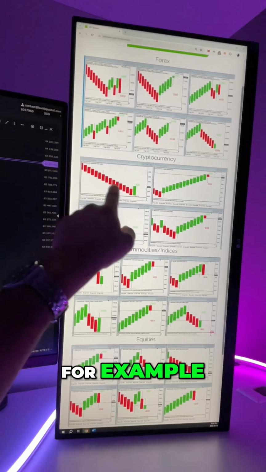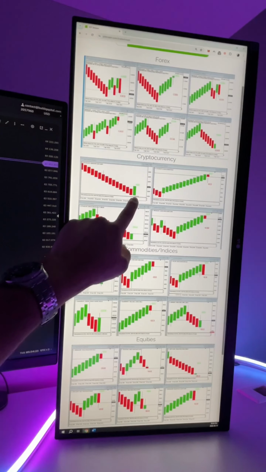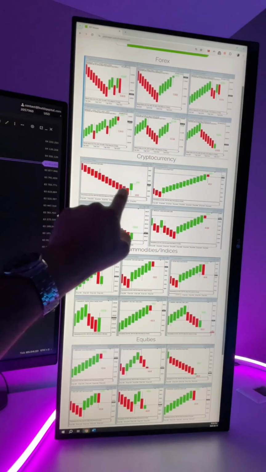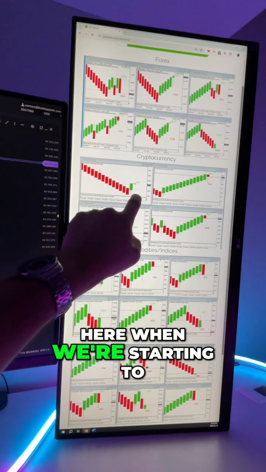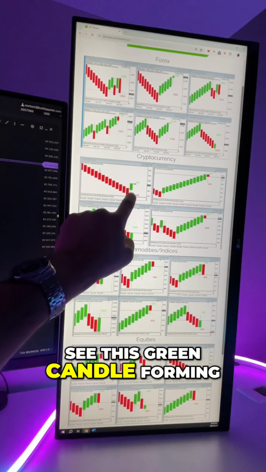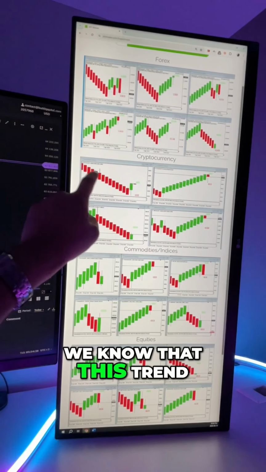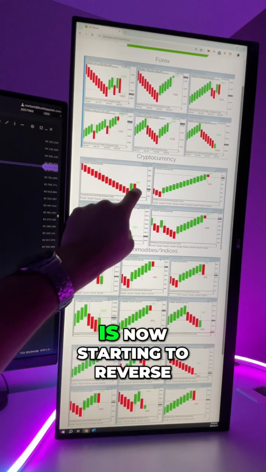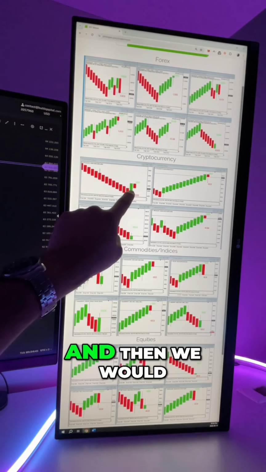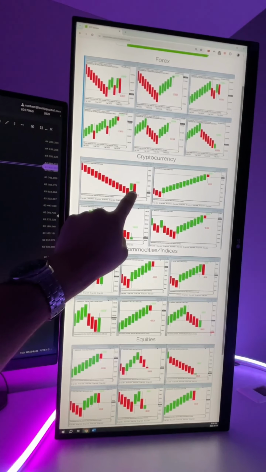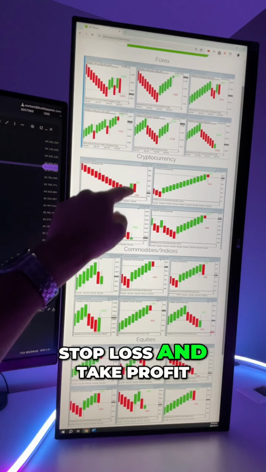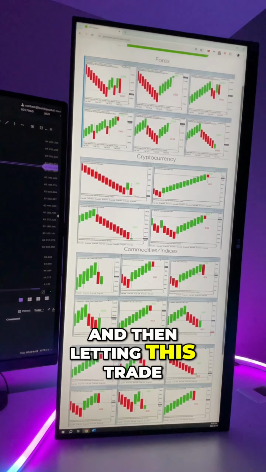Now, this is a great example happening right here on the Bitcoin chart. We can see we're in this downtrend right here. When we start to see this green candle forming, we would be looking for a buy trade, because we know that this trend, which was a downtrend, is now starting to reverse. Then we would enter a buy trade, set our stop loss and take profit, and let this trade ride out.